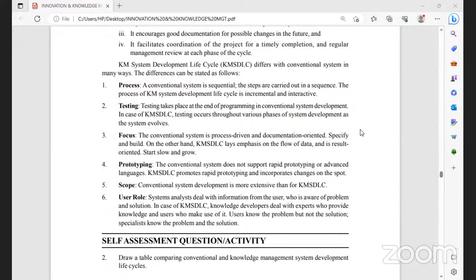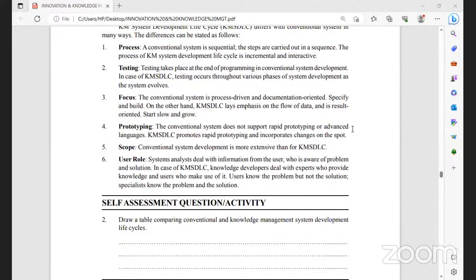Knowledge management system development lifecycle promotes rapid prototyping and incorporates changes on the spot. Next one is scope. Conventional system development is more extensive than knowledge management system development lifecycle. User role. Systems analysts deal with information from the user who is aware of the problem and solution.